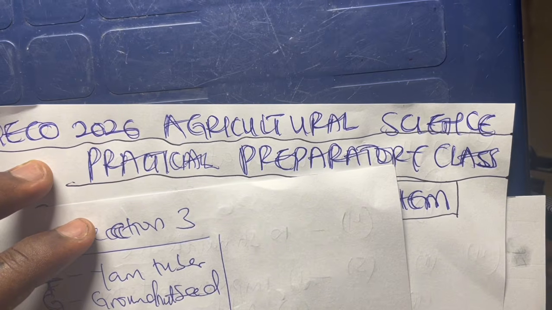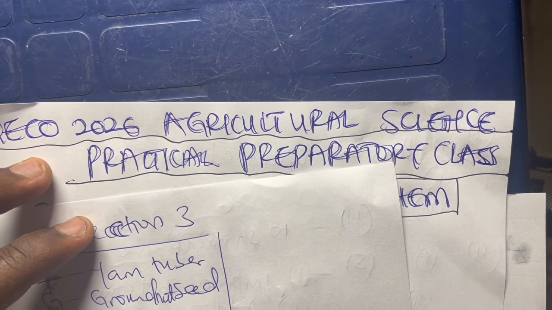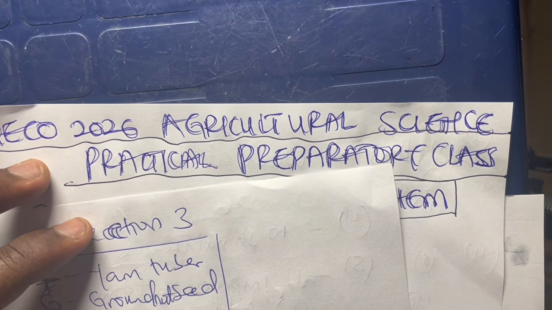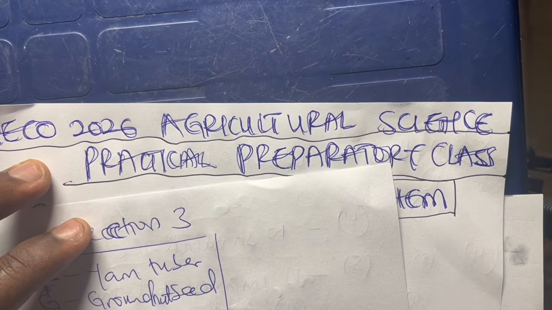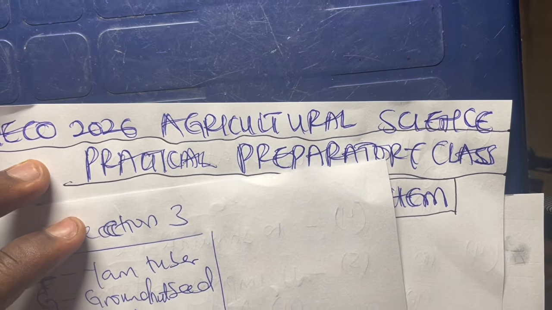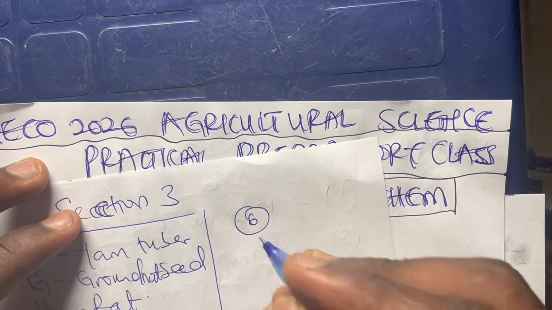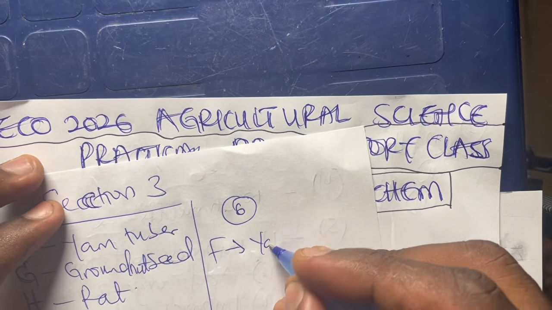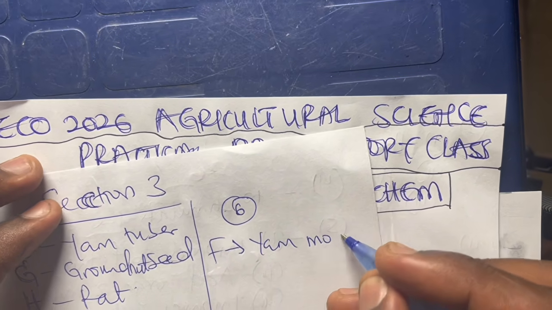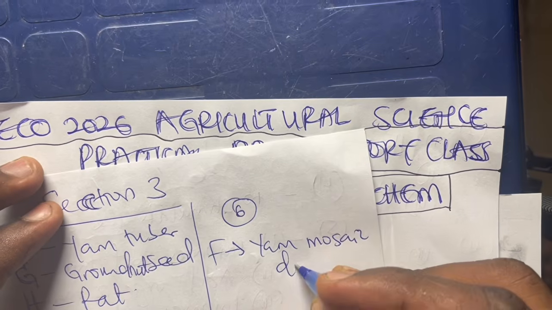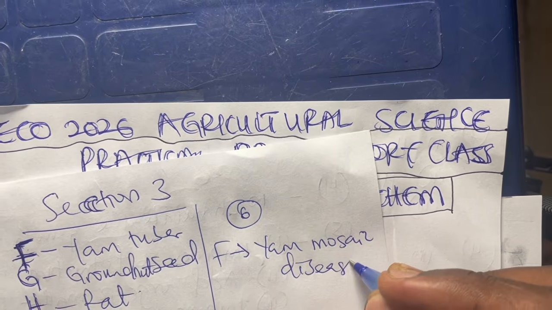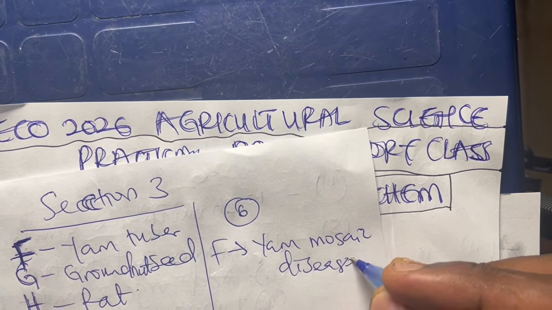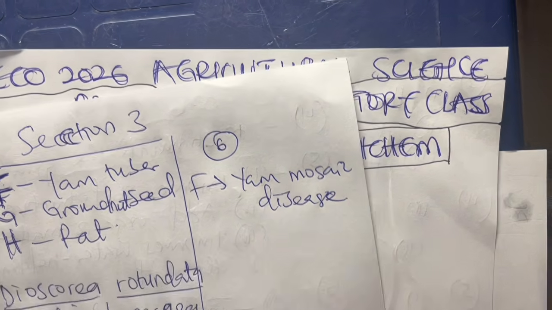Another question they can ask you based on this section 3 is that they can ask you to list one crop disease caused by virus on specimen F and G. So let me give that number 6. So for specimen F, the virus is what? That will be yam mosaic disease. Yeah, that's yam mosaic disease.